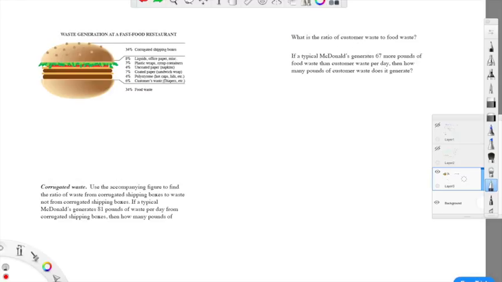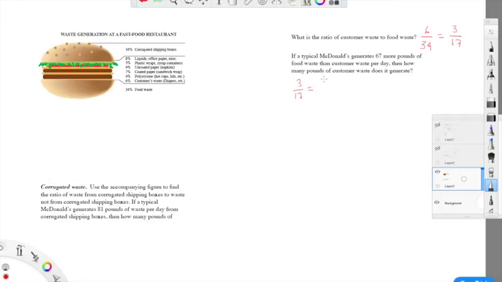And so we can just say 6% over 34. 6 to 34, we could phrase that a couple of different ways. Let's take out the common factor and we get 3 over 17. So 3%, or pounds or kilograms or whatever, 3% of customers' waste per 17% of food waste. If a typical day at McDonald's generates 67 more pounds of food waste than customer waste per day, then how many pounds of customer waste does it generate?